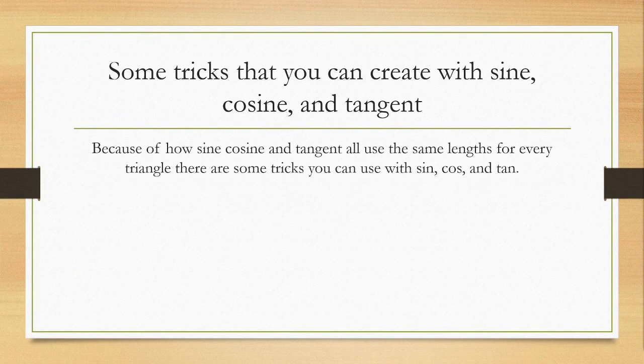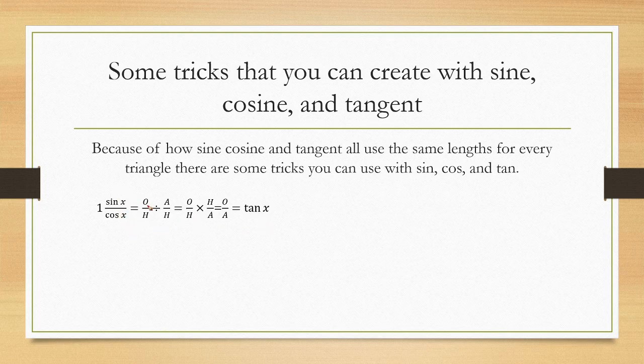Some tricks that we can use with sine, cosine, and tangent. Because sine, cosine, and tangent all use the same lengths for every triangle, there are some tricks that you can use with sine, cos, and tan. So here's the first trick. Sine of x divided by cos of x is equal to tan of x.